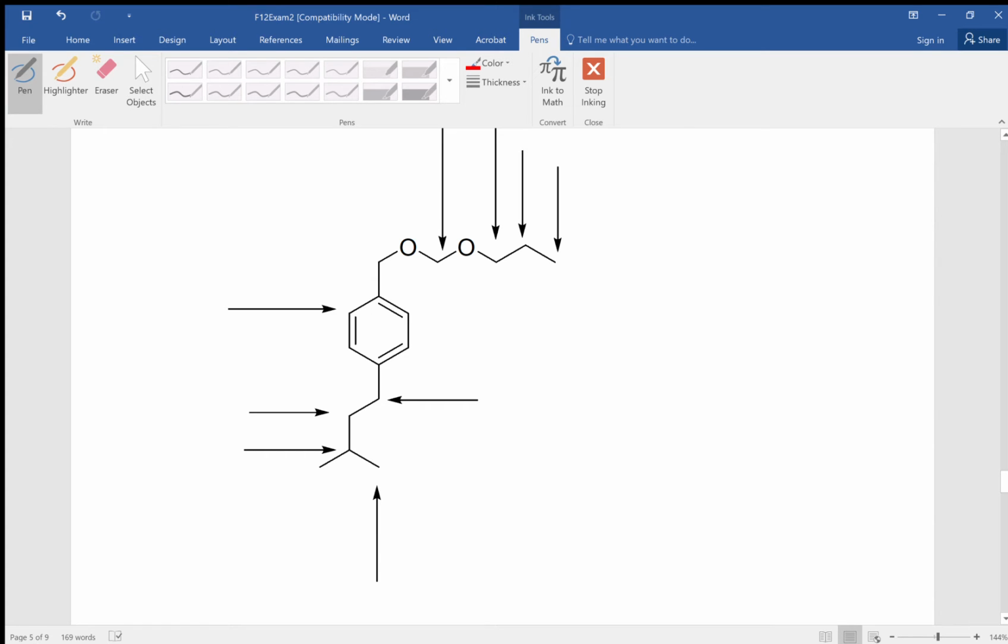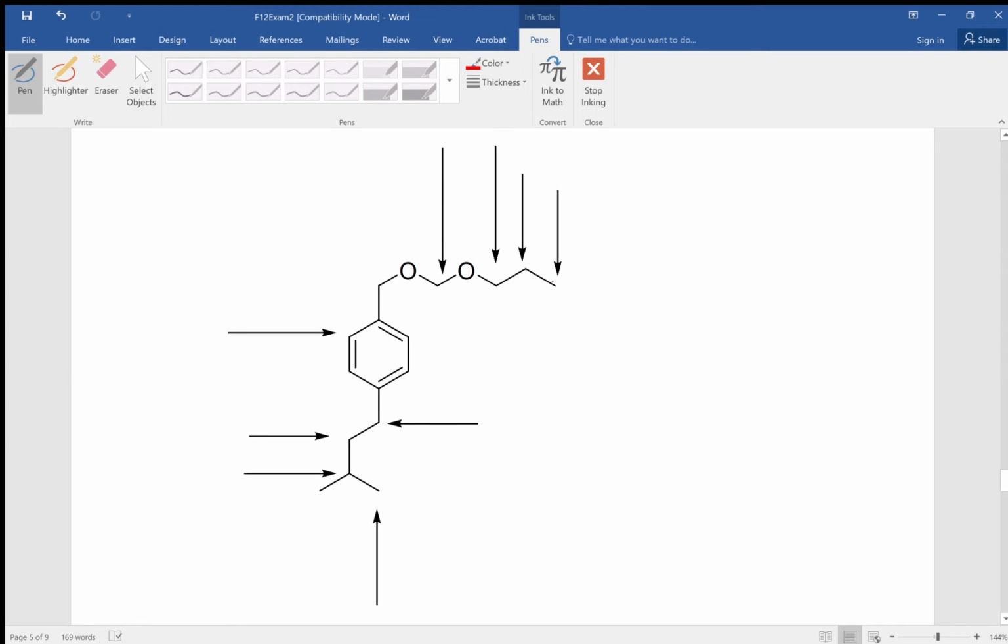So our next question involves looking at splitting patterns for proton NMR. And so we can just start anywhere we want within the molecule, but remember it's really just a matter of finding the neighboring protons. And so where could we start that might be the most straightforward?